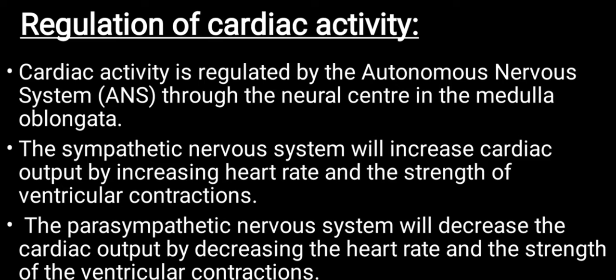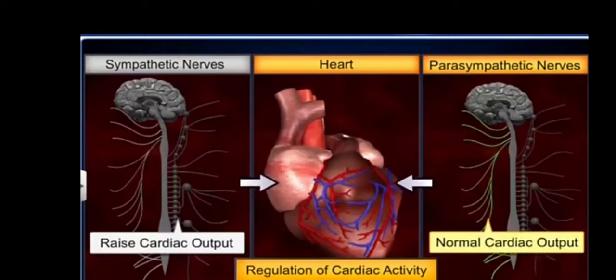So, with the help of the sympathetic and the parasympathetic nervous system, the ANS will regulate the cardiac activity according to the need of the body. The cardiac output is also influenced by certain adrenal medullary hormones. In this diagram, we can see that the sympathetic nerves help to raise the cardiac output and the parasympathetic nerves help to bring the cardiac output to a normal range.